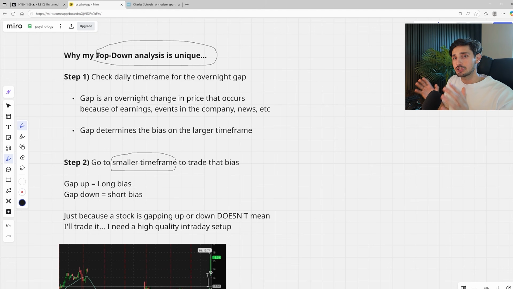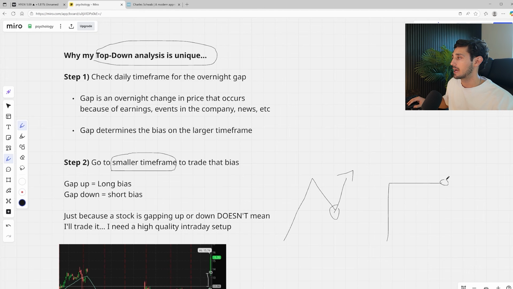We look at the daily chart to look at the gap, to understand what the gap is doing, assess the quality of the gap, determine a bias, and from there, we go to the smaller time frames, whether it's the 1 minute, 2 minute, 5 minute, or 15 minute time frame, to trade that bias and to find an identifiable setup. And if you guys have followed this channel, if you've seen any of my videos, you know I only really trade two types of setups. I really only trade retracements or I trade breakouts, okay?